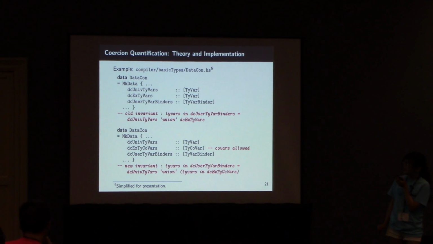So we rename existential type variables to existential type coercion variables, and we have a new invariant saying that the type variables in the user-written type variable binders are equivalent to the universal type variable binders union the type variables in the existential type coercion variables. There are many similar changes like this in Core, but no worries, we have updated all the notes and comments to match exactly what has been changed.